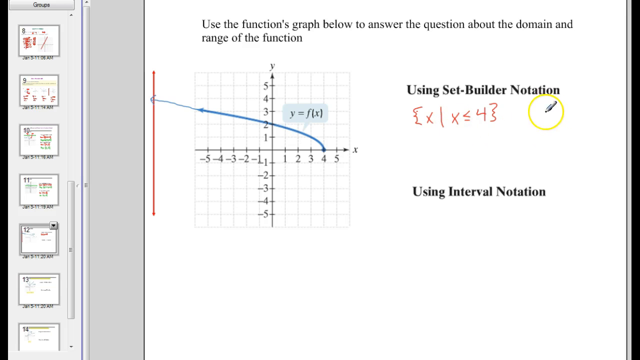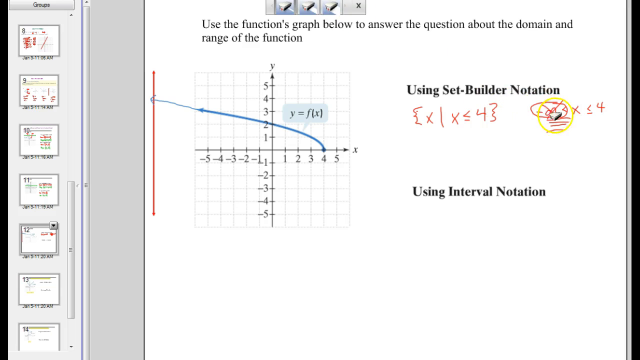If we wrote, for instance, negative infinity is less than x is less than or equal to 4. Right, this part is redundant. It's obviously negative infinity is less than any number. So we don't have to write this part. So this part right here is just omitted.